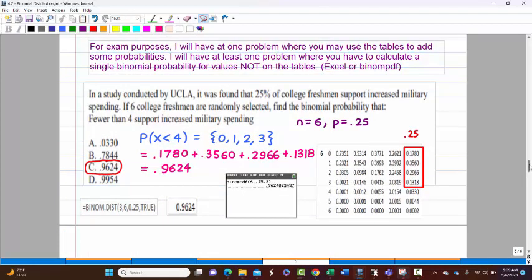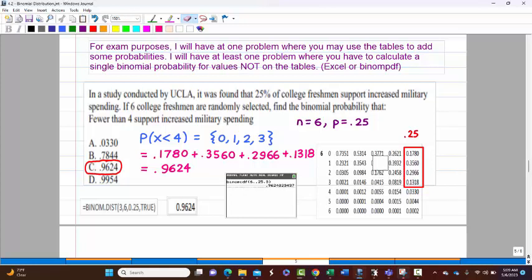Let's look at this one real quick. Okay. Fewer than 4. So that's the key wording here, fewer than 4. That's just less than 4, so it's 3, 2, 1, 0. So that means you can get it from the chart right here. There's 0, 1, 2, 3. You can add those 4 up, or you can just do a cumulative at 3.